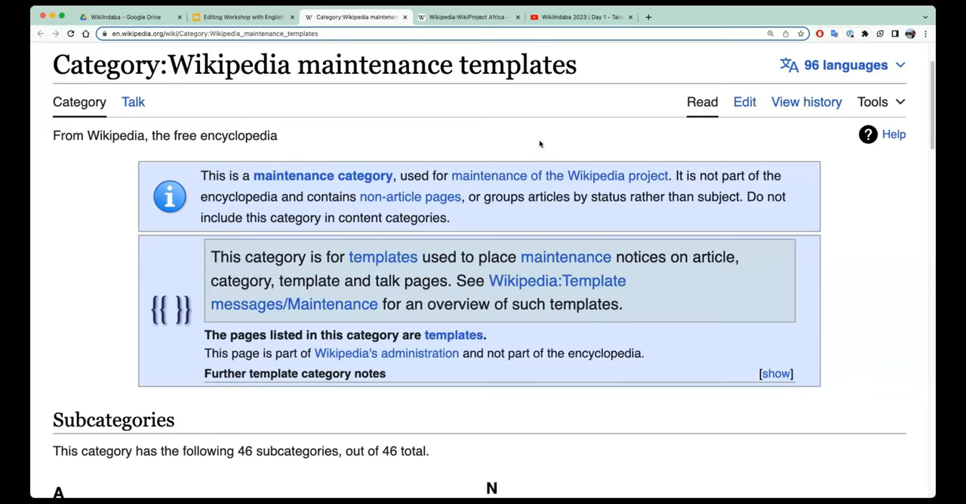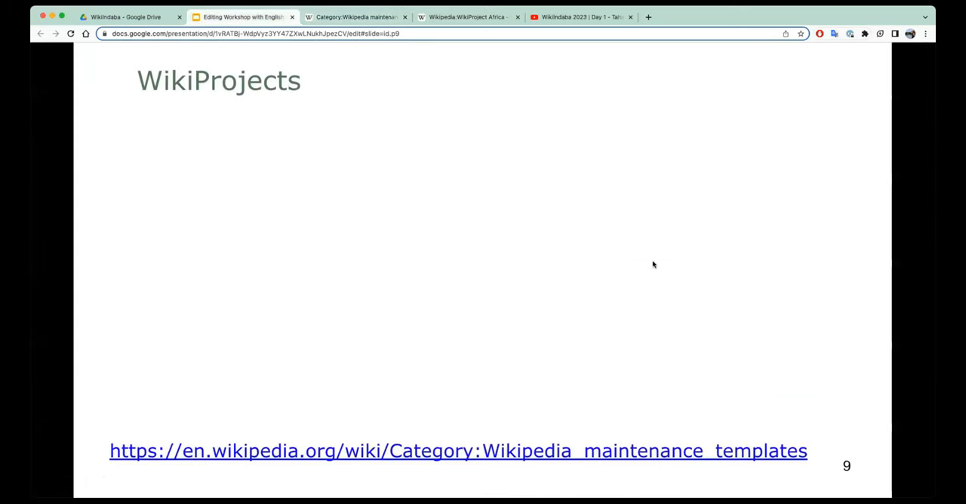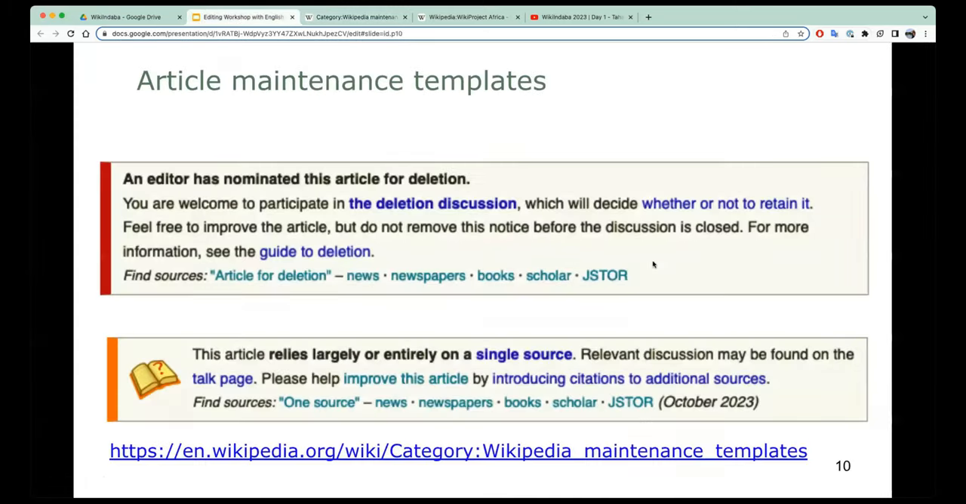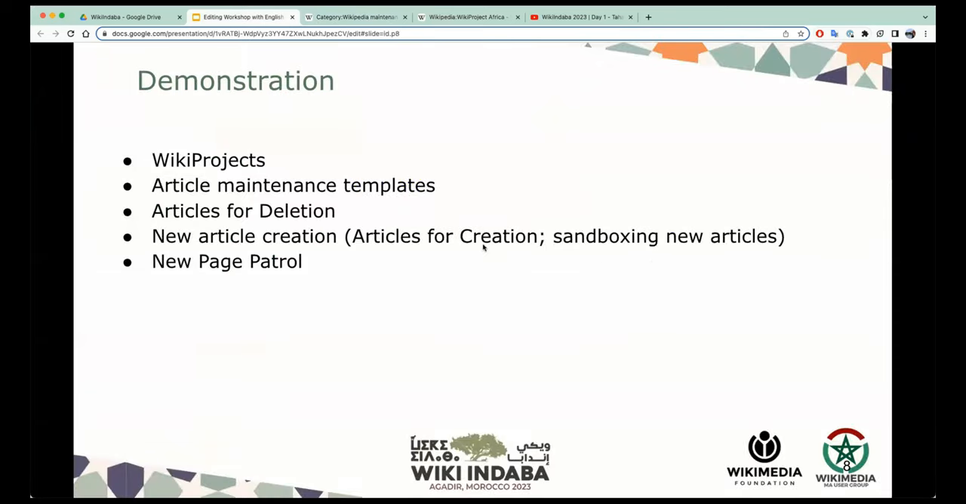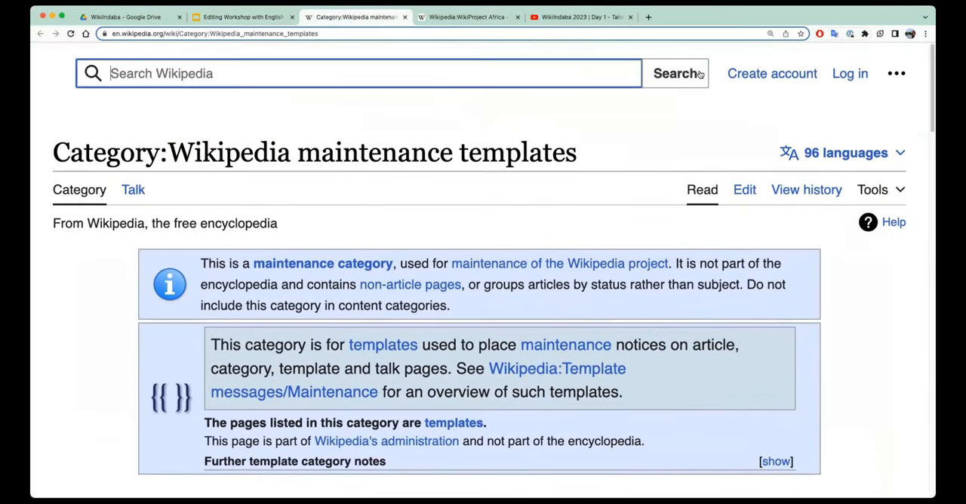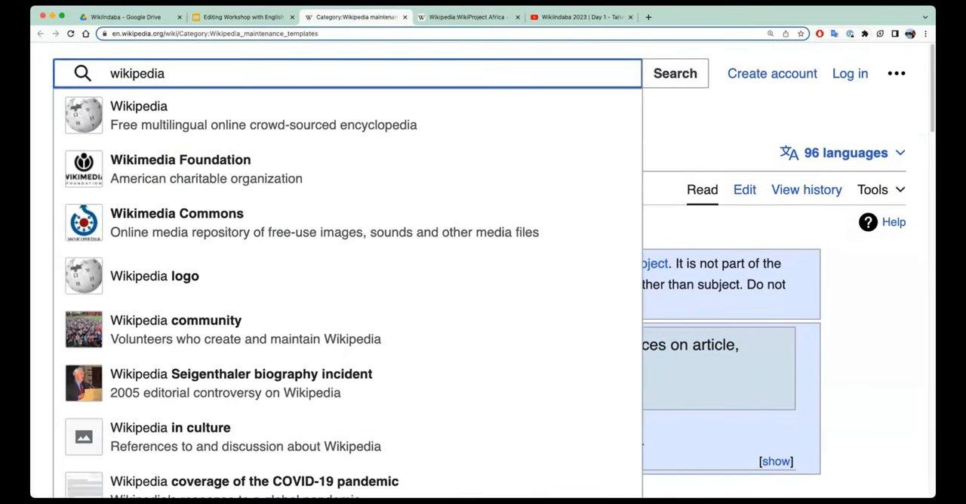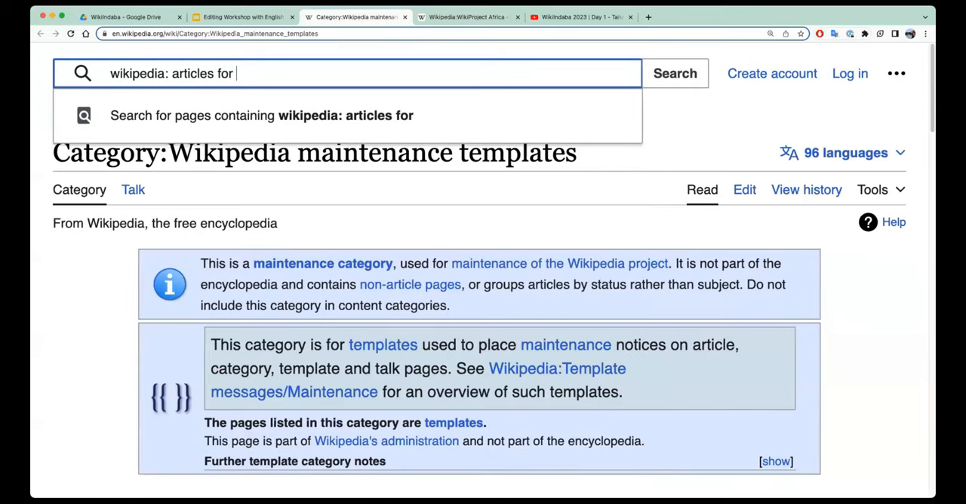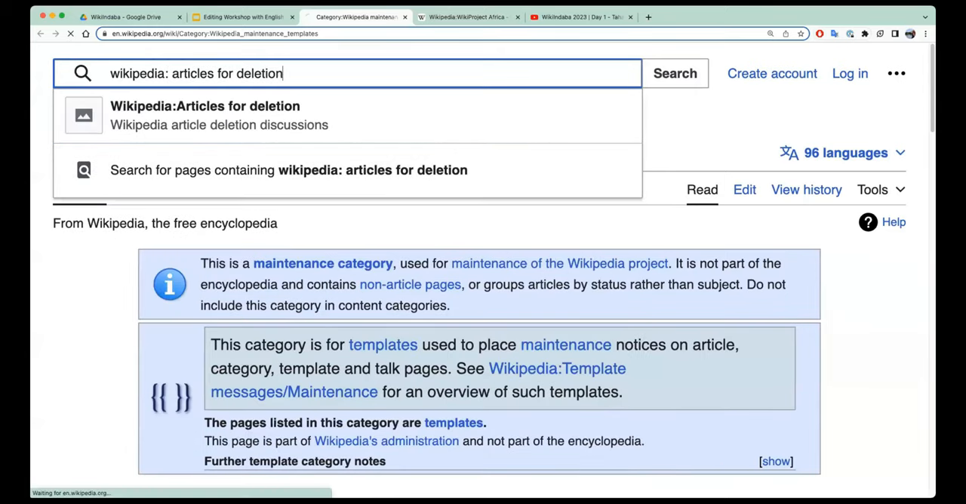So let's go next to, I guess someone said, articles for deletion. So it'll be Wikipedia: Articles for deletion. How many of you have written an article that's been nominated for deletion?